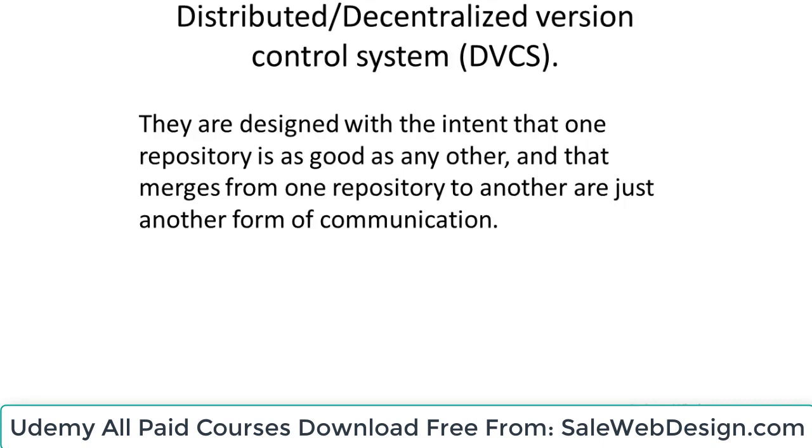They are designed with the intent that one repository is as good as any other, and that merges from one repository to another are just another form of communication. The distributed version control system not only checks out the latest snapshot of the directory, but also fully mirrors the repository. If the server goes down, as I mentioned for the centralized version control system, then the repository from any other client can be copied back to the server to restore it. Every checkout is a full backup of the repository.